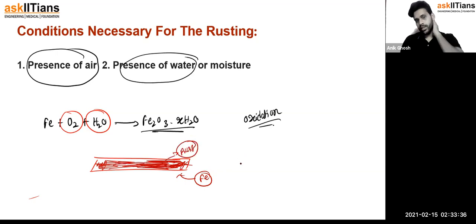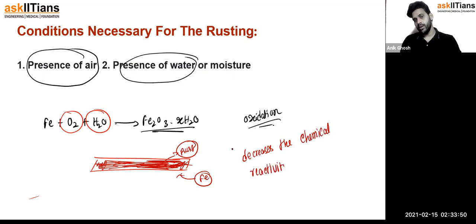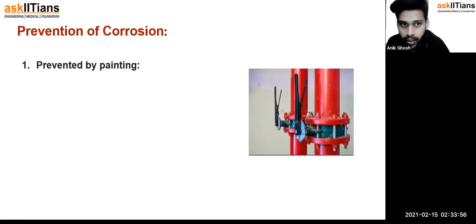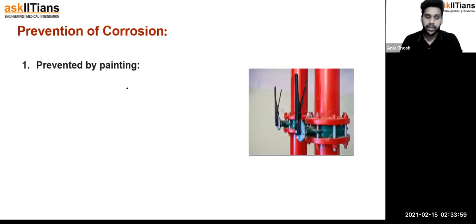So what it does, it decreases the chemical reactivity. Okay, for that reason, we need to take measures so that we can prevent rusting. Now, prevention of rusting can be done via two methods.